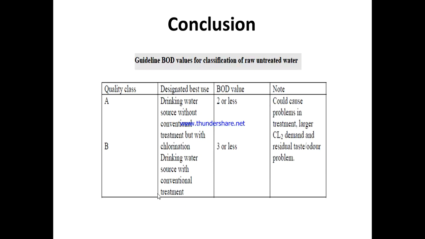Here you see general guidelines for BOD values for classification of raw untreated water. There are, suppose, two classes, A and B. A drinking water source without conventional treatment but with chlorination, meaning we have not given much water treatment, but we did chlorination, disinfection. So what should be the BOD value? BOD value should be 2 or less. Actually for drinking water we prefer it to be less than 1, or 1 to 2 or 2 to 3, not more than that, otherwise it will be indicated as polluted.